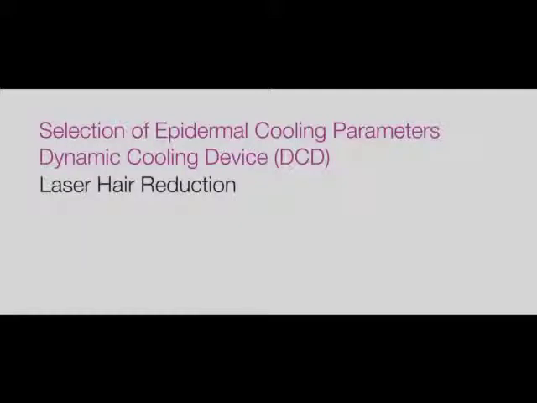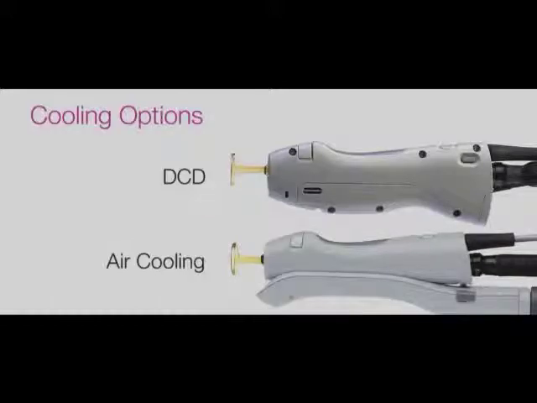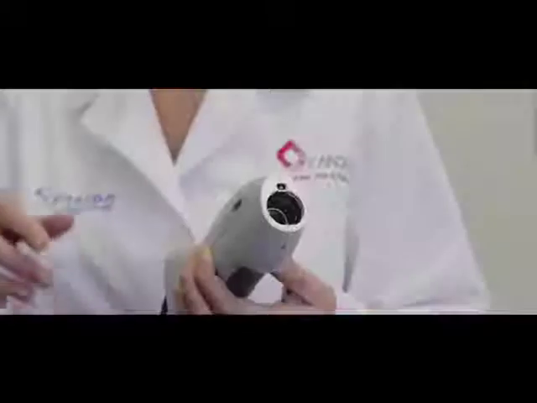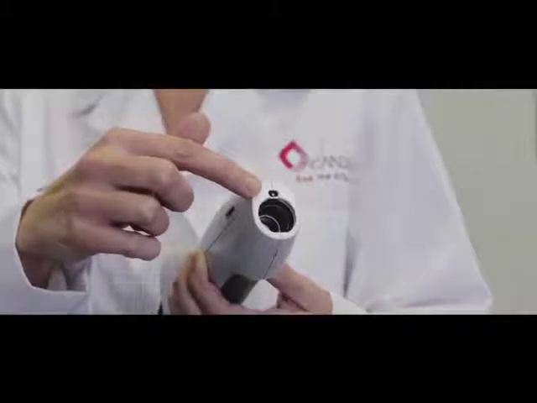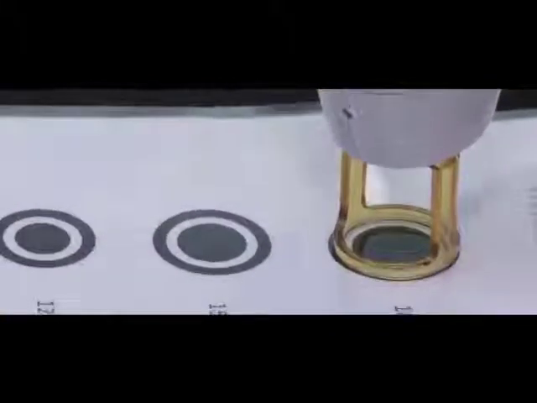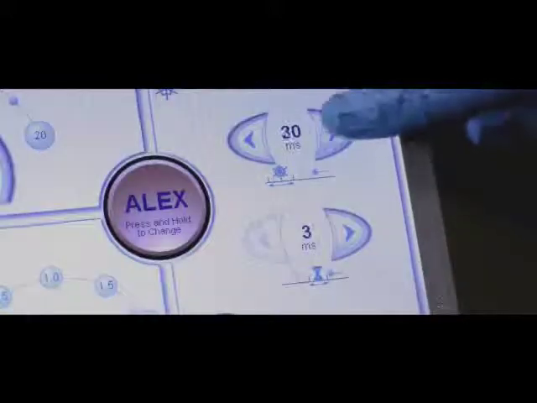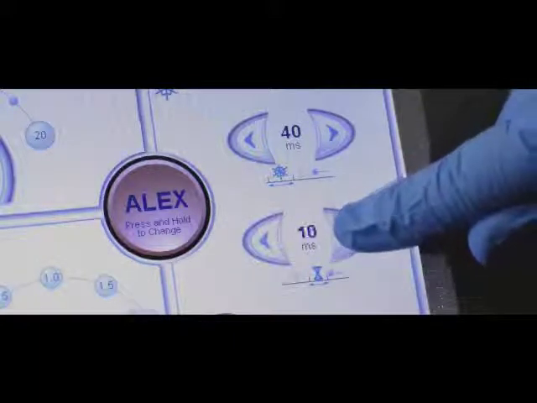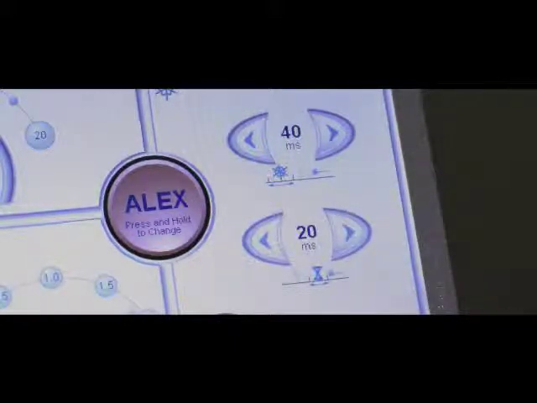Selection of epidermal cooling parameters. The Gentlelase Pro has the option of air cooling or cryogen cooling. For cryogen cooling, parameters should be selected based upon the type of treatment, the spot size, and skin type. Each day, check that the cryogen nozzle is centered and, using the cryogen verification form, that the distribution of the spray is homogeneous. In this case, we have selected 40 milliseconds of spray with a 20 millisecond delay between the spray and the laser pulse to fully cover the 18 millimeter distance gauge area.